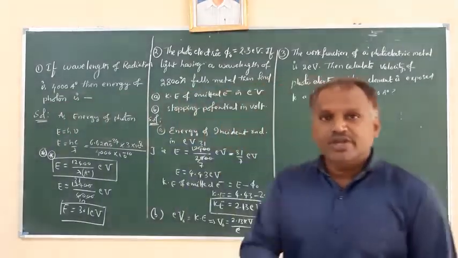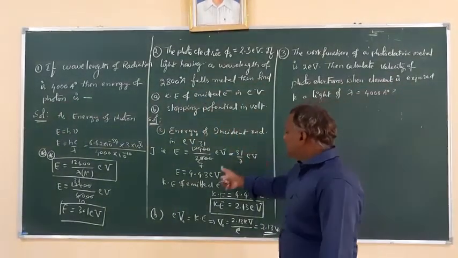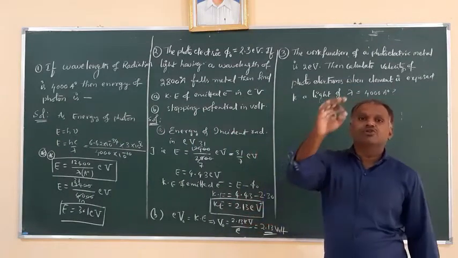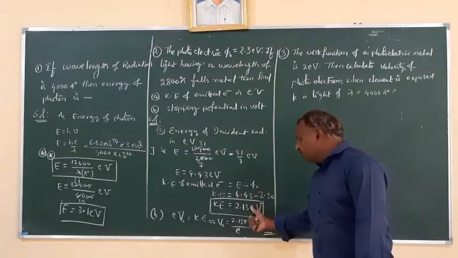Clear? So simply remember, whenever you calculate the kinetic energy in electron volts, you have the value of the stopping potential; you can just remove this E.